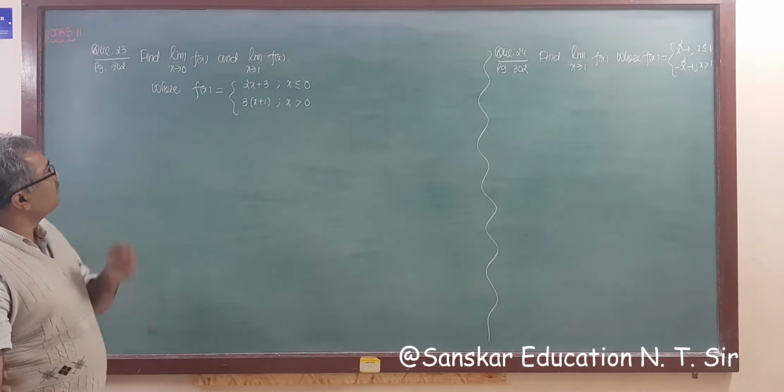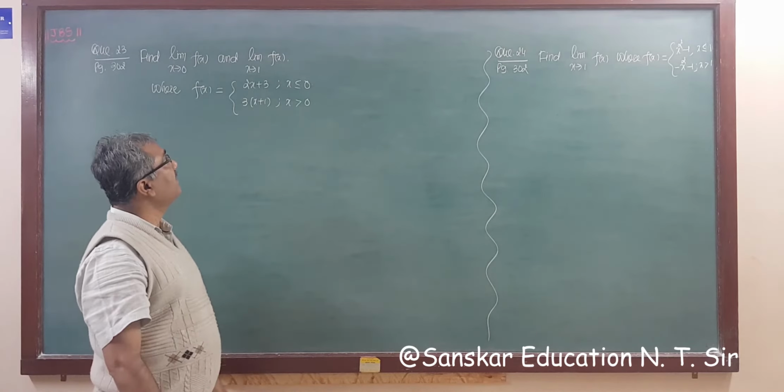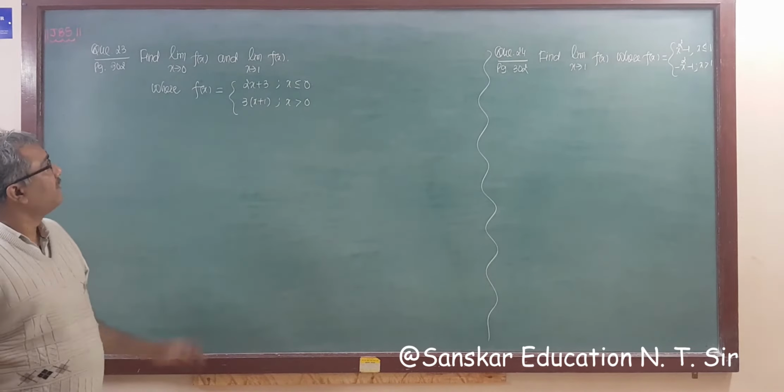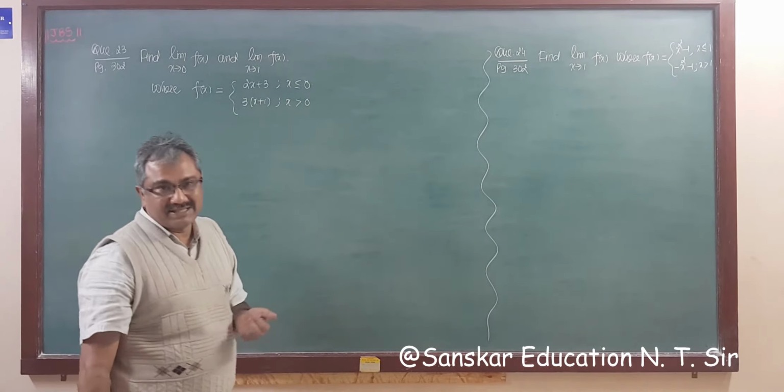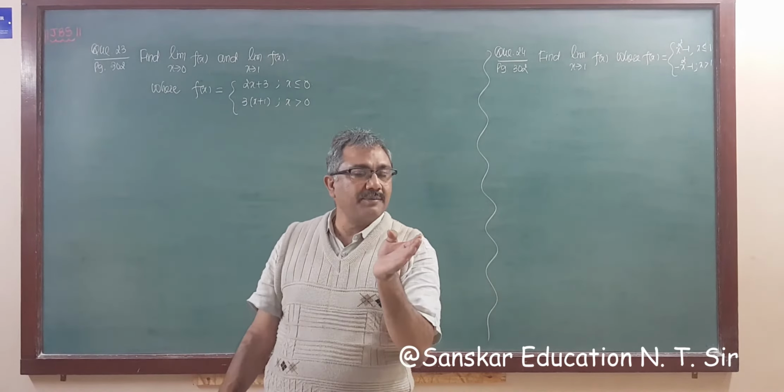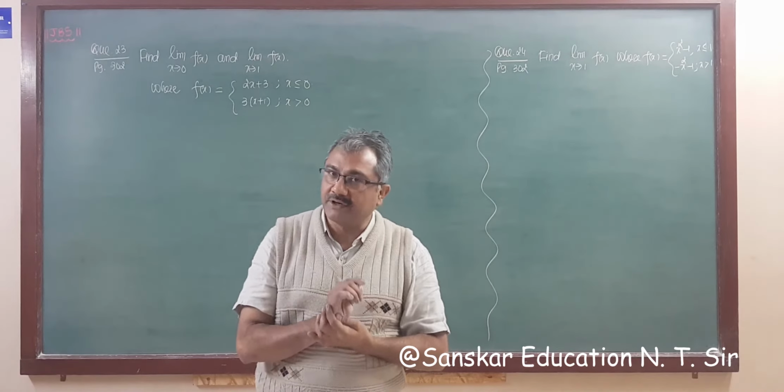Question number 23, page 30T. Find limit x tends to 0 f(x) and limit of f(x) as x tends to 1, while f(x) is given like this. Now as you know, a limit exists if the left hand side limit and right hand side limit are equal, right?